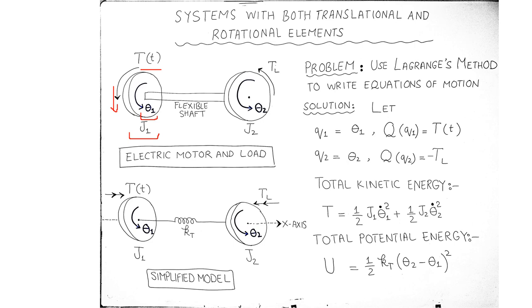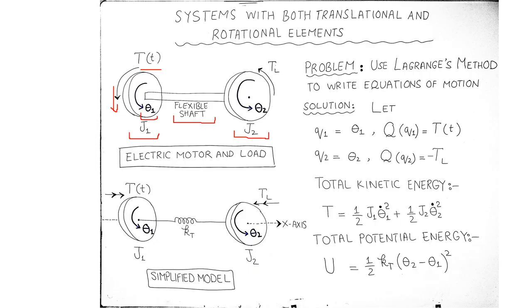Note that in this problem, we are not going to explicitly model the electrical component of the electric motor. That includes the inductance and the resistance of the electric motor circuit. The rotor is connected to the load by means of a flexible shaft. The other end of the shaft is connected to a disc-like load whose mass moment of inertia is taken as J2.